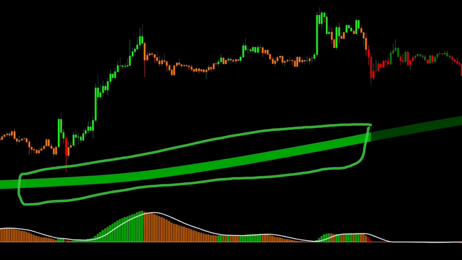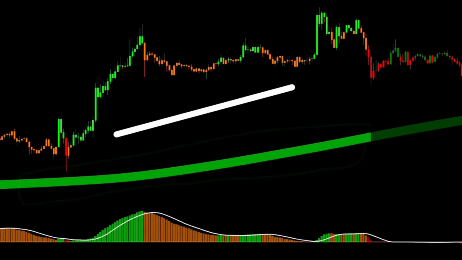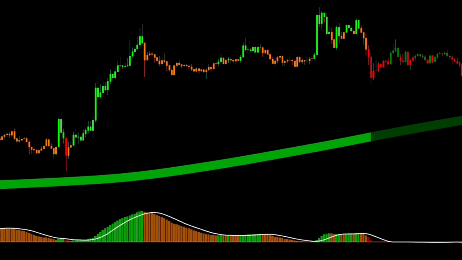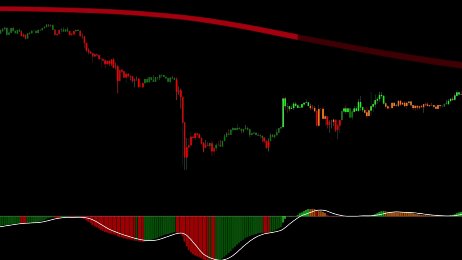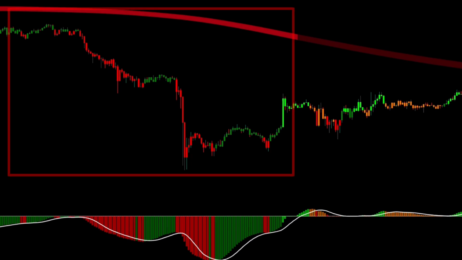A bright green shade with prices above it tells us the uptrend is strong, while a darker green indicates the uptrend might be a bit shaky. On the flip side, if the price action candles dip below the red market bias line, it's a sign the market is on a downtrend.